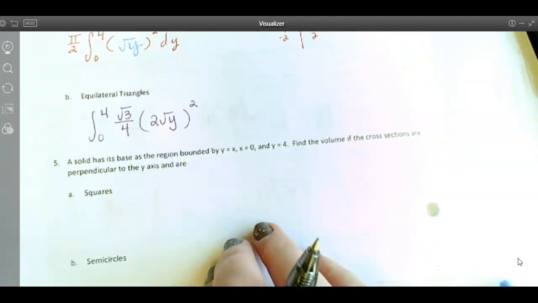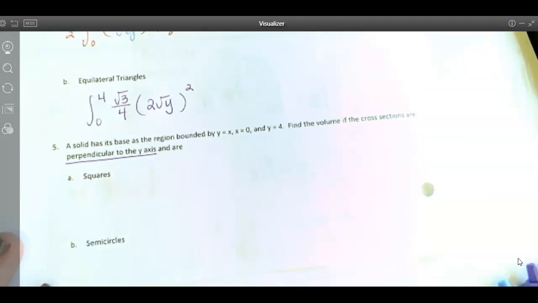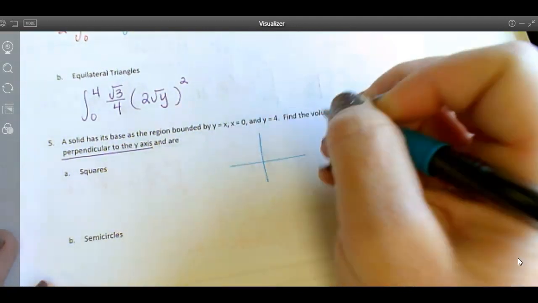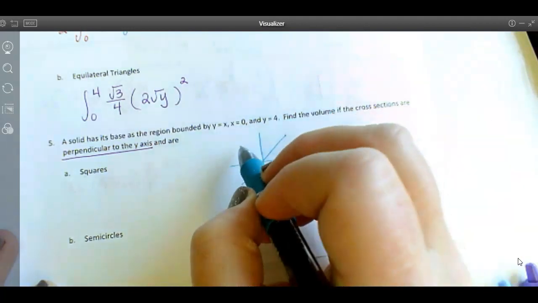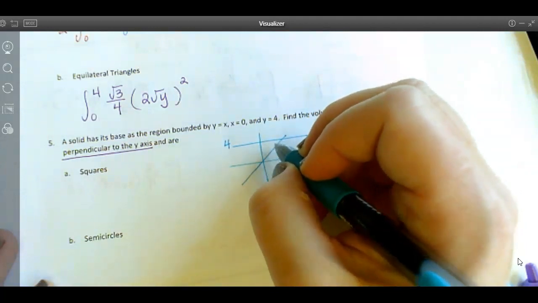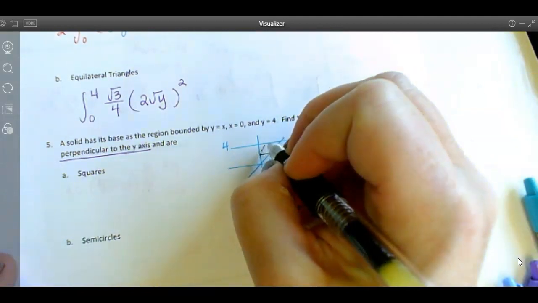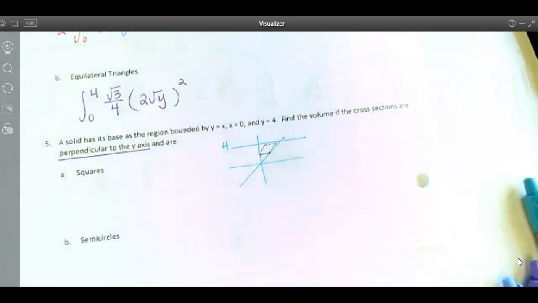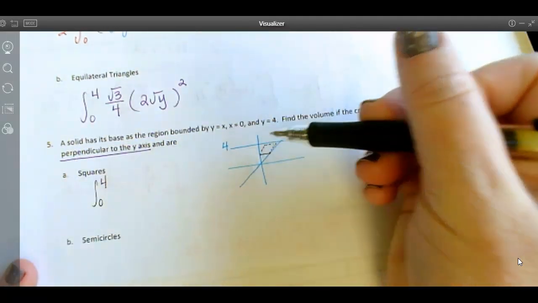Alright, last one. And we're still going around the y-axis or perpendicular to the y-axis. So let's go ahead and draw our picture. There's y equals x, x equals 0 is here, and y equals 4. So it's this region right here. And our first thing is squares, so I'm going to draw a square first. So hard to draw those 3D because you got to think about the fact that they're sticking up. Alright, I know that it's going to go from 0 to 4 because I'm drawing squares all the way up.